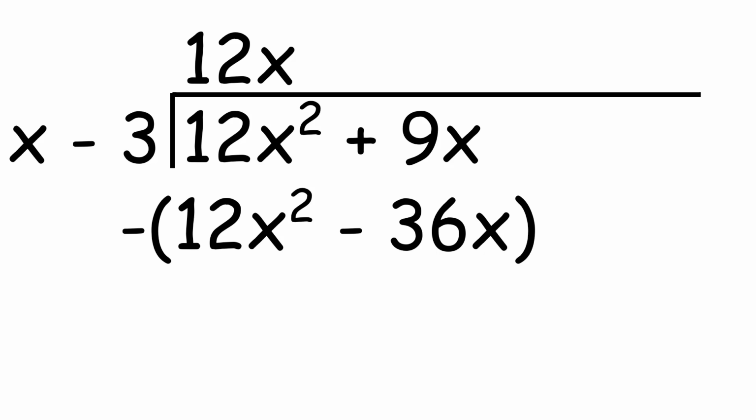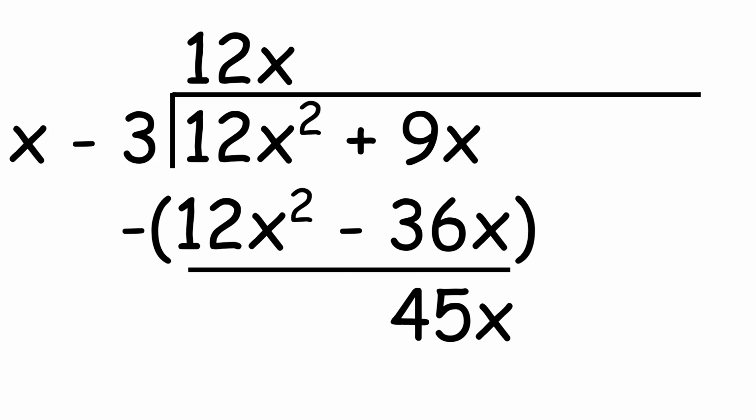So 12x times x is 12x squared, and 12x times negative 3 is negative 36x. 12x squared minus 12x squared cancels out, and 9x minus negative 36x gives us a remainder of 45x. And now we repeat the process. So x goes into 45x 45 times.